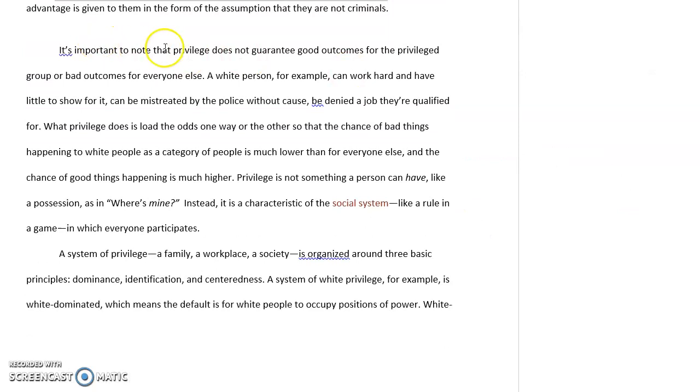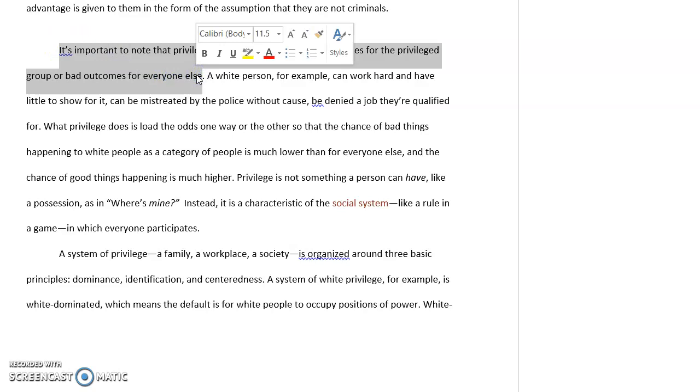It is important to note that privilege does not guarantee good outcomes for the privileged group or bad outcomes for everyone else. So this to me sounds really important. A lot of times when we talk about privilege, there's been a lot of talk about white privilege lately in the news, and it makes it sound like everything for white people is easy and everything for people who are not white is terrible. And it's really not that simple. And there can be a lot of different kinds of privilege.